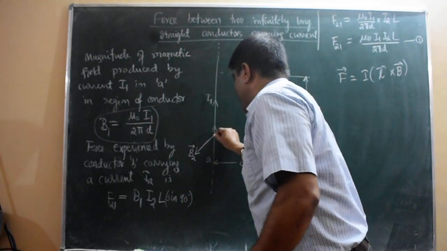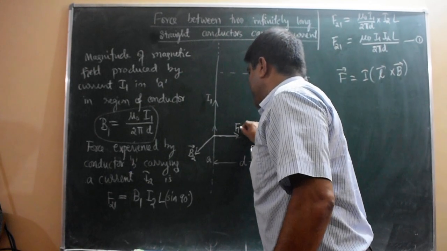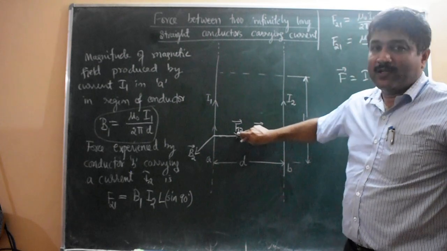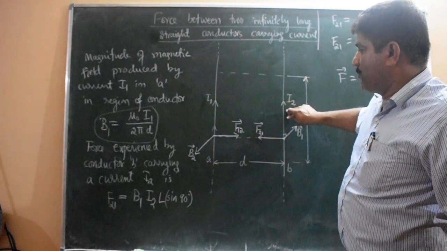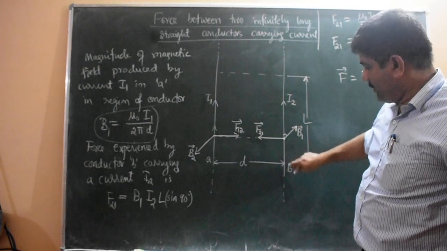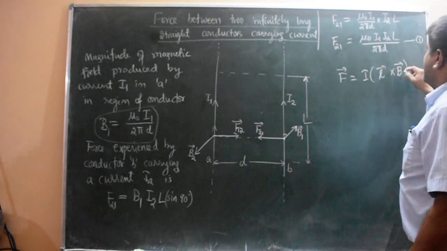So this is the direction of the force. This is F12, the force experienced by conductor 1 due to the current in conductor 2. F21 means the force experienced by conductor 2 due to the current in the first conductor. So this is the direction.